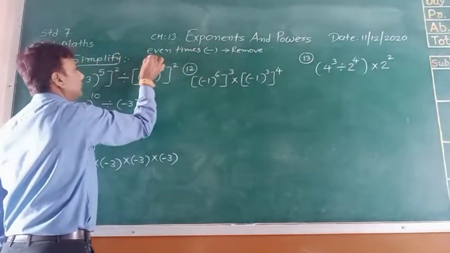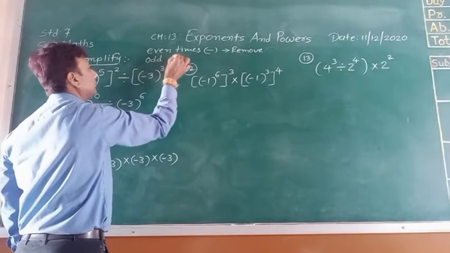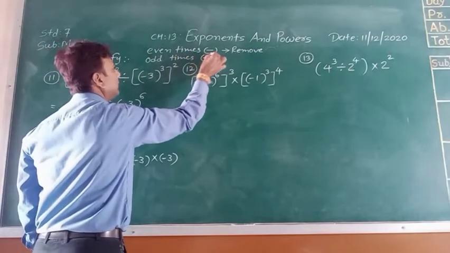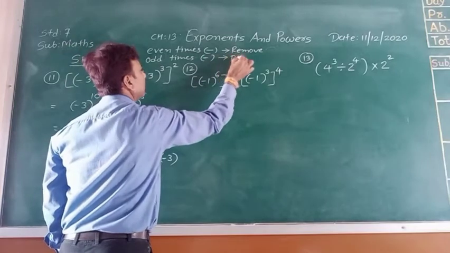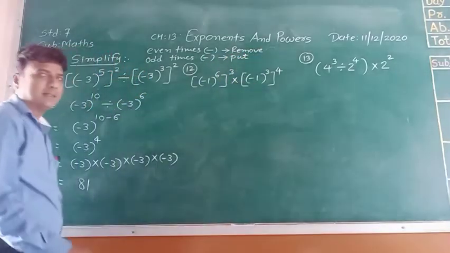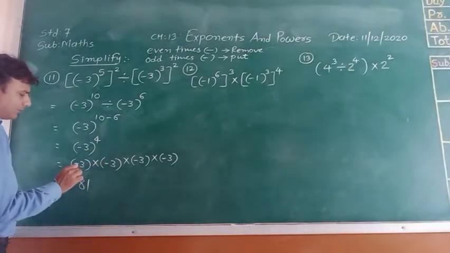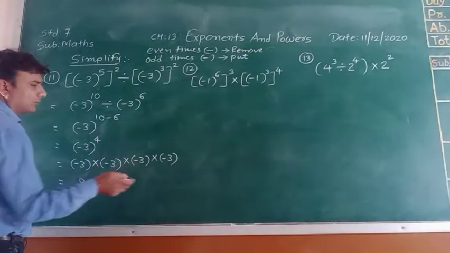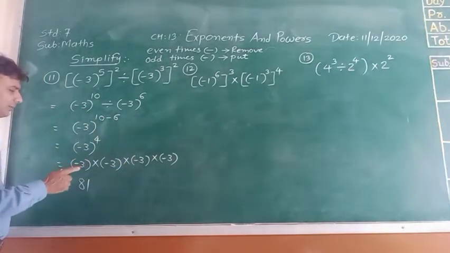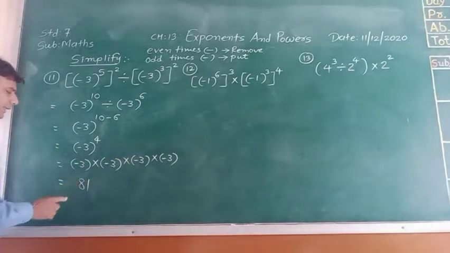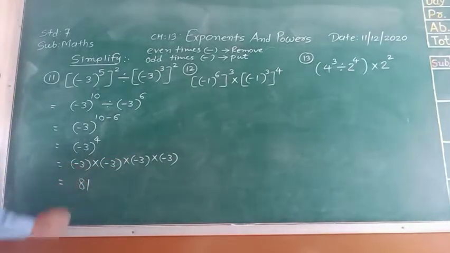For an odd number of times, we put the minus sign in the answer. This rule is simple enough. How many times is the minus sign? 1, 2, 3, 4. Four times. That means we have to remove the minus sign in the answer. Simple, the positive answer will come.